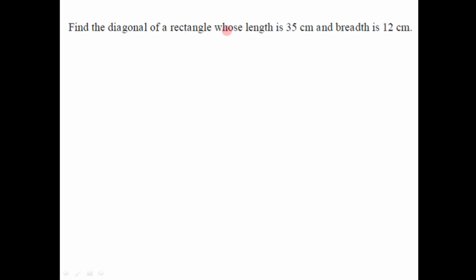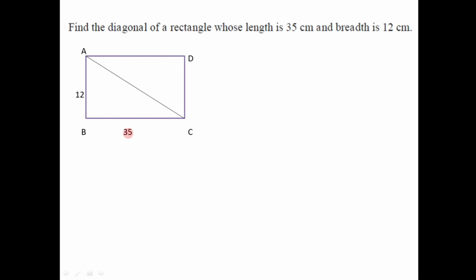Find the diagonal of a rectangle whose length is 35 centimeter and the breadth is 12 centimeter. Now here the diagram is not given, so first of all we should draw a diagram. Let us have a rectangle. We'll name this rectangle ABCD, where AC is the diagonal. For this rectangle, length is given to be 35 and breadth is 12. So here we treat AB as the breadth, which is 12 centimeter, and BC as the length, which is 35 centimeter.